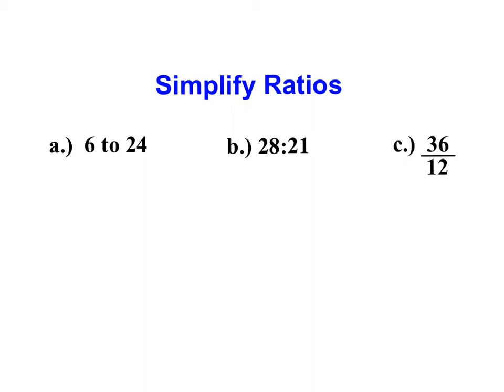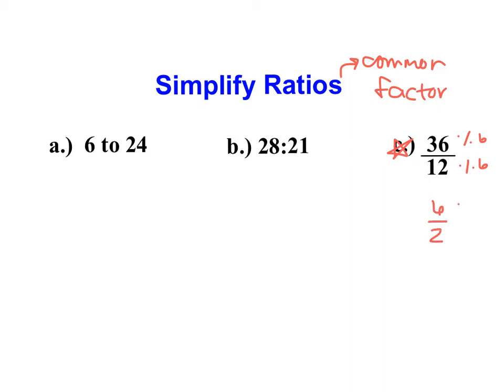So here I'm going to start with part C because that's probably the one you already know how to simplify because it looks like a fraction and we've simplified fractions. And as you simplify ratios, all you are looking for is a common factor that both numbers are divisible by. So for example, when I look at 36 and 12, I can see that they are both divisible by 6. So I start by dividing both of them by 6, so I end up with 6 over 2.